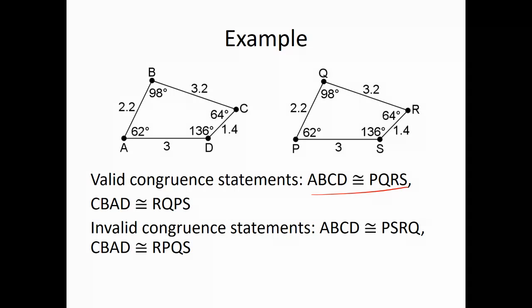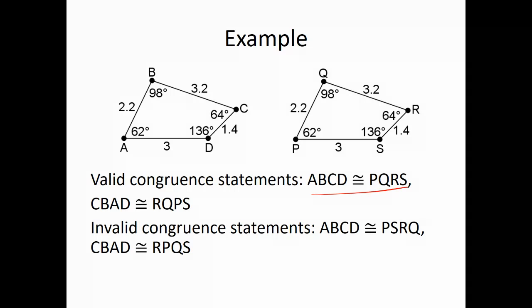And how do we know that those correspondences are correct? Well, look at what's there in the two polygons. At A is an angle of 62 degrees. Well, at P is an angle of 62. Look at what's at B. B is an angle of 98. Q is also an angle of 98. So that gets the congruences right.